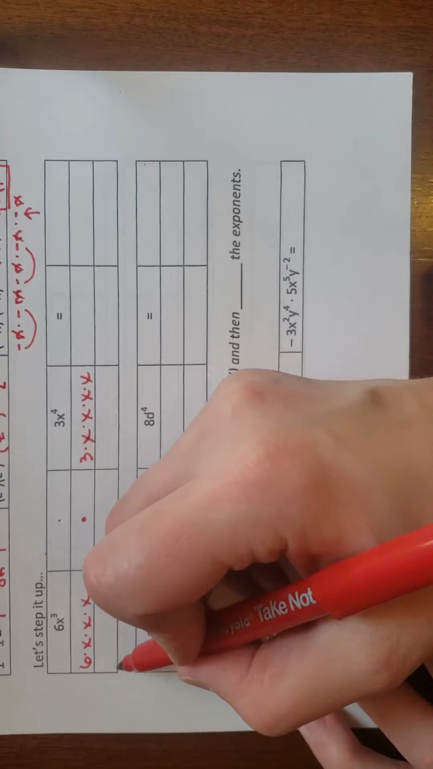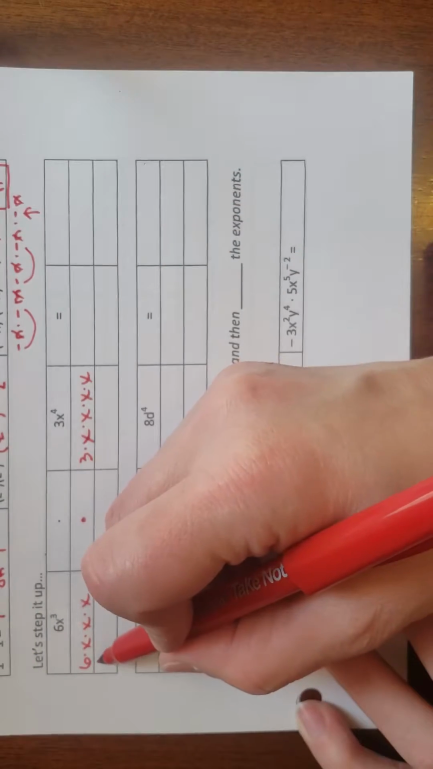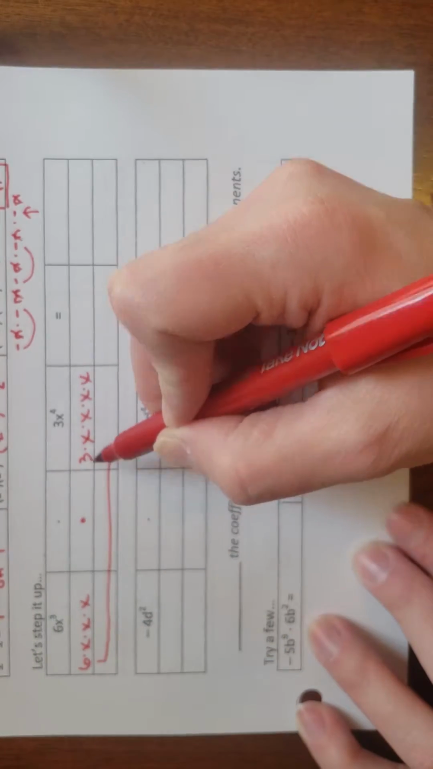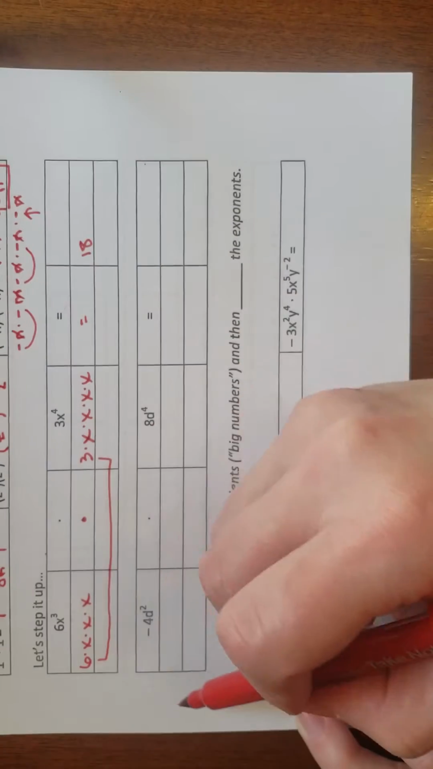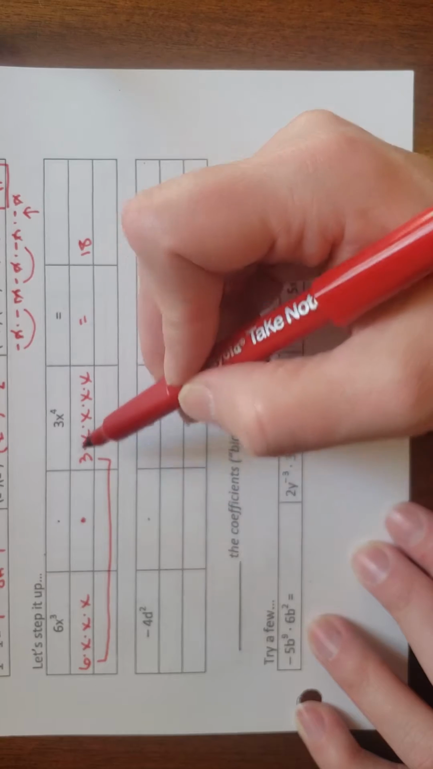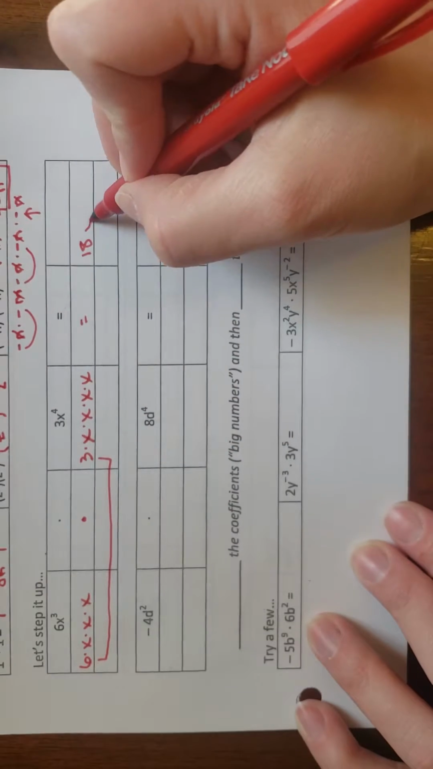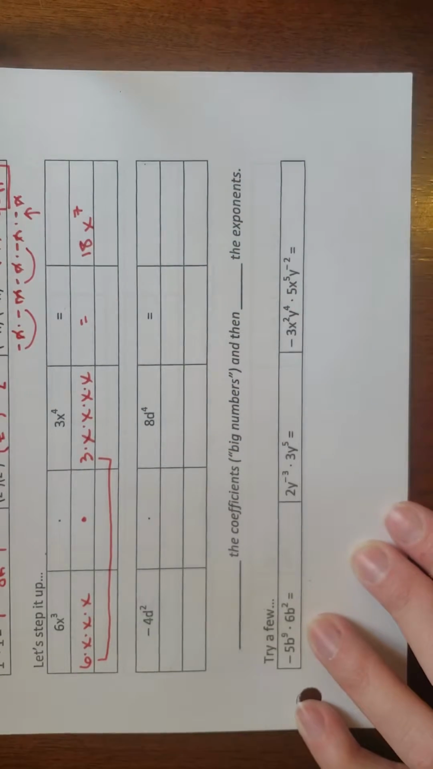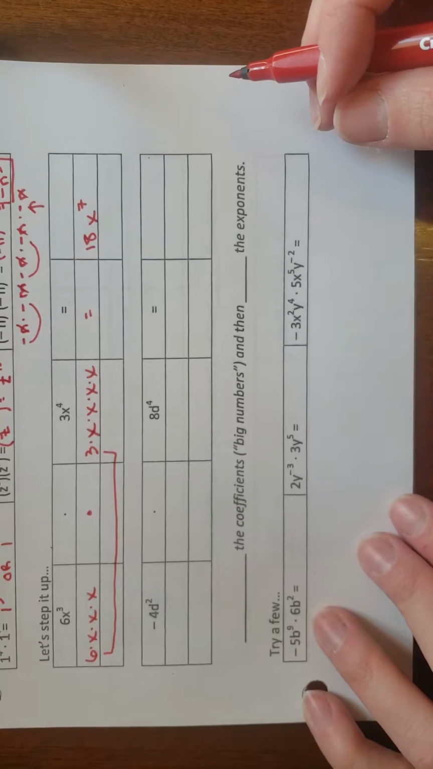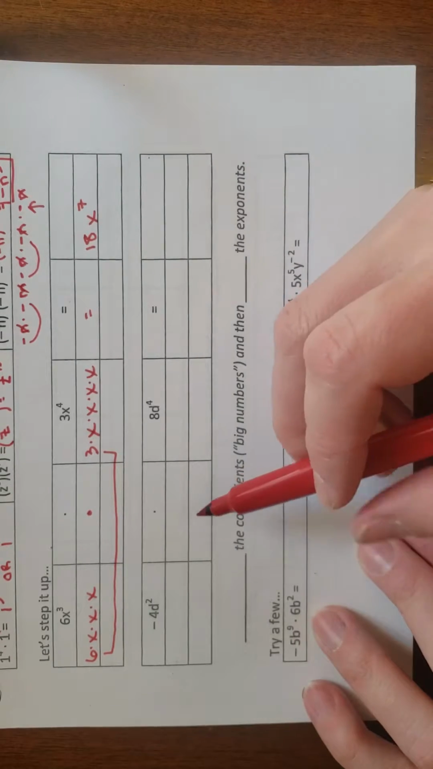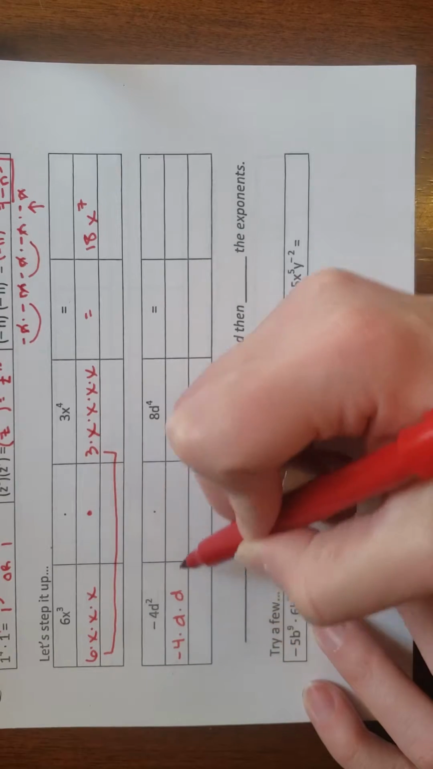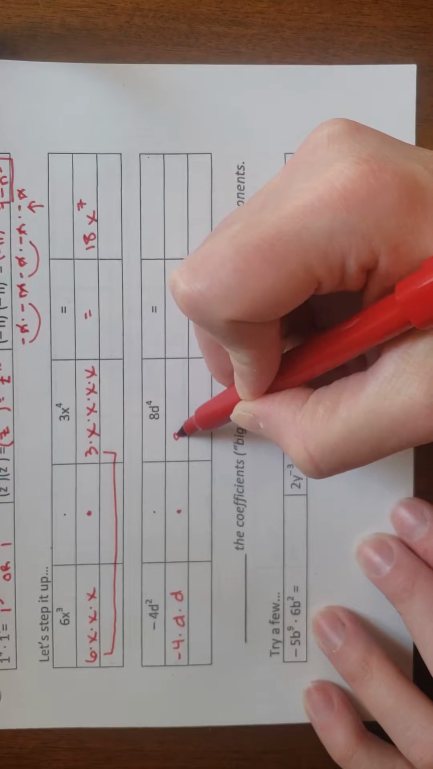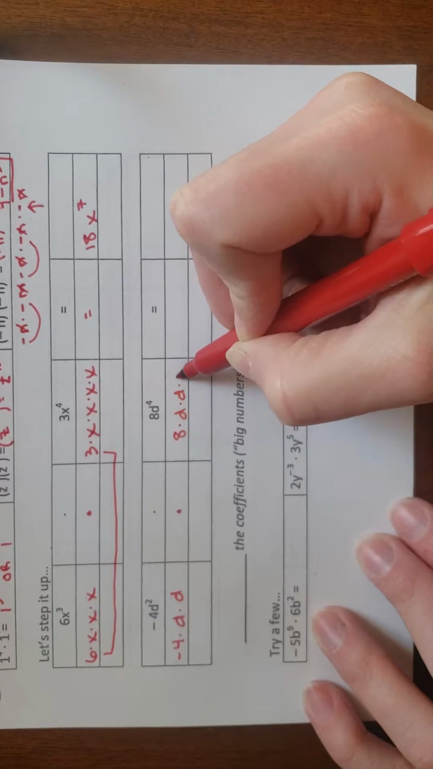And so if I multiply these two together, 6 times 3 gives me 18. And how many x's do I have? 1, 2, 3, 4, 5, 6, 7. X to the 7th power. All right, let's do another one and see if maybe we can find a shortcut in the future. So this means negative 4 times 2 d's, and this means 8 times 4 d's.